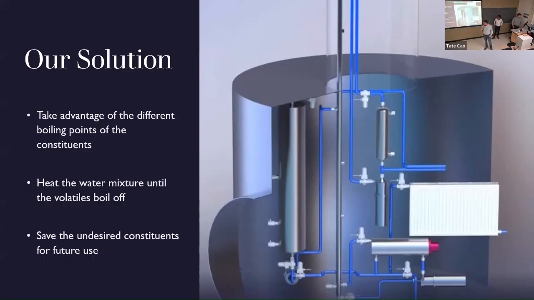The solution that we've come up with is to take advantage of the fact that many of the components that we're trying to filter out of the water, so things like ammonia, H2S, methanol, ethylene, and SO2, have lower boiling points than the water that we want to keep. So our solution is going to pass the fluid through a very specific temperature gradient, boil off the components we don't want, leaving us in the end with purified water.